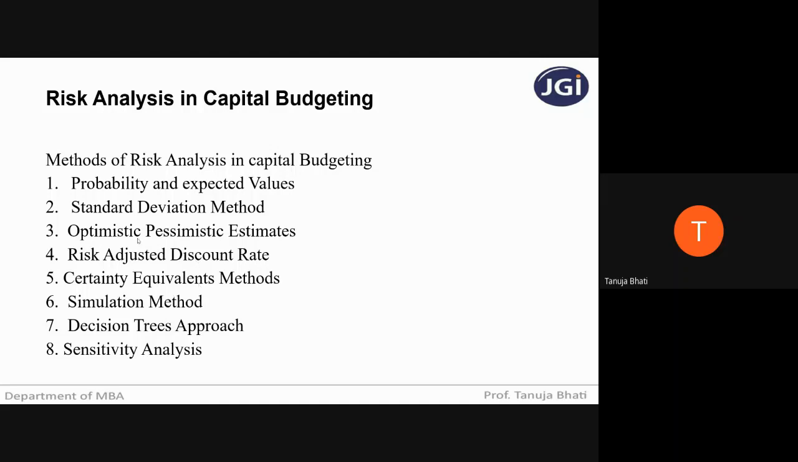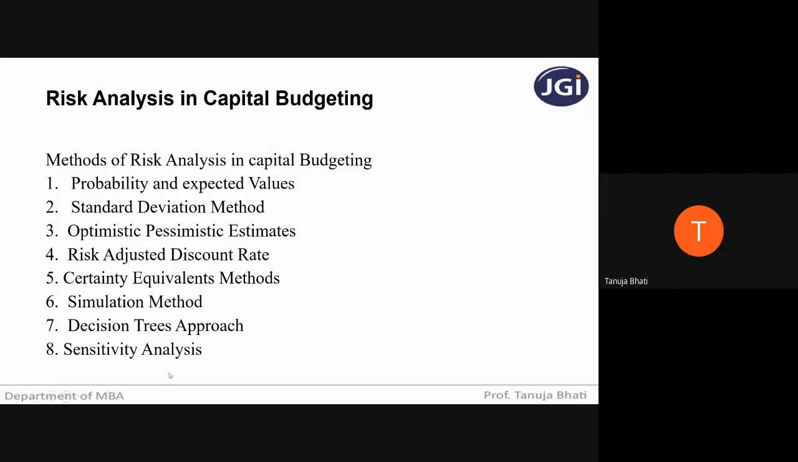Next is the simulation method. This is again a method which is going to help you in analyzing the risk in capital budgeting. Next is the decision tree approach. You know how to do this. Basically, it is whether you have to invest in a proposal or not. If yes, what are the risks attached? Then, whether that risk can be managed, ignored, or transferred. Then you draw a decision tree, and based on the risk, you decide whether you have to invest in a particular project or not.